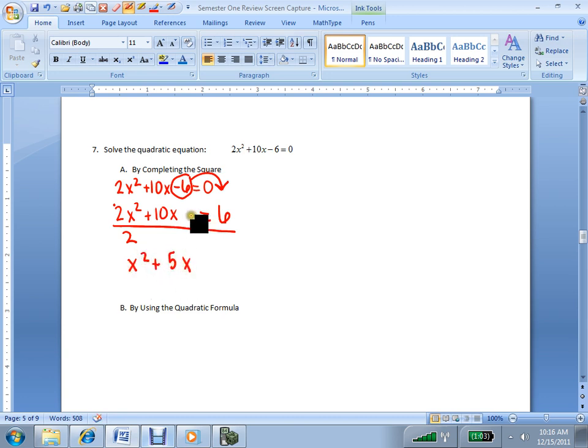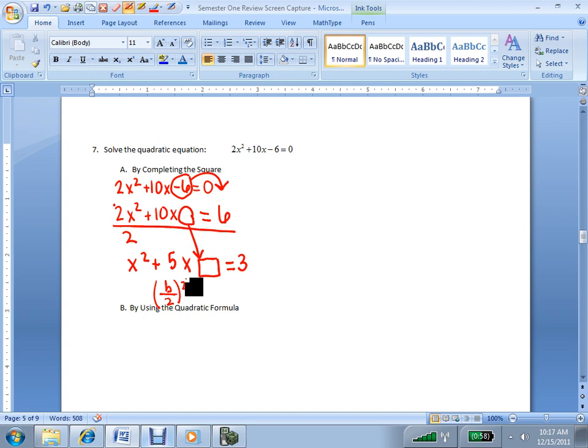Keep the space right here. Just want to keep it the same. So leave a space, and then equals 6 divided by 2 equals 3. Then what you want to do is fill in this space. So what you're going to do is b over 2 squared.